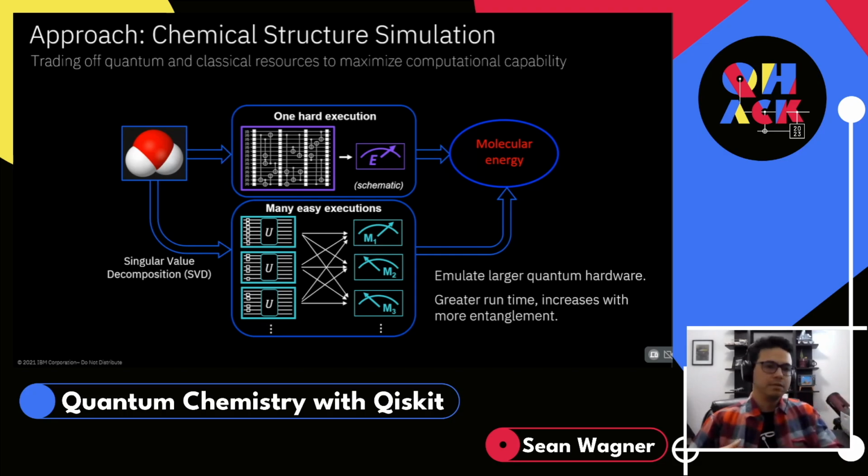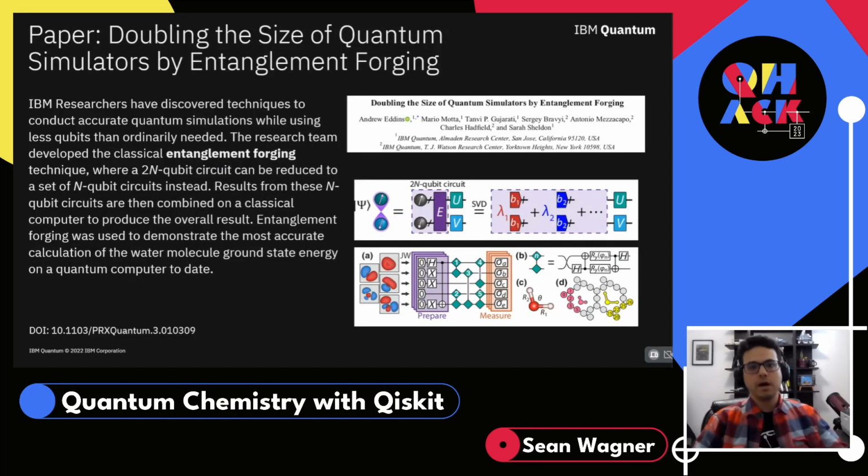So it could be that you're simulating the water molecule. That's the example you're seeing here, and it's broken up into several circuits. And then classically, we recombine the results to get an accurate and high fidelity answer to say what the ground state energy of this molecule is. So this has actually progressed a lot.